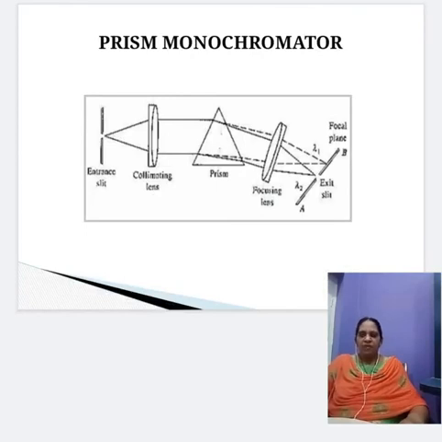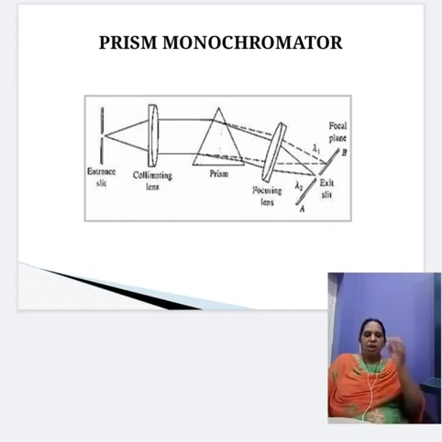So here is the figure. What you are doing in this prism monochromator is this: light from the source is made into a parallel beam and made to fall on the prism. By using a collimating lens, the light from the radiation source, when it passes through the entrance slit, is made parallel. The light is made parallel and it falls on the prism.